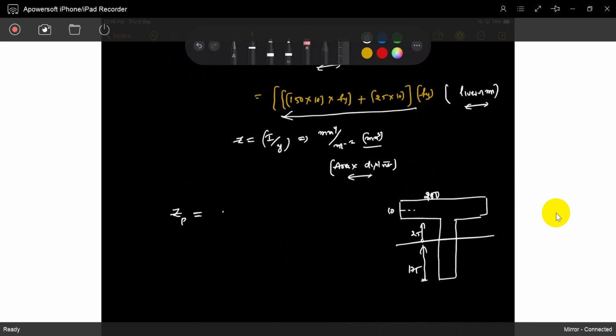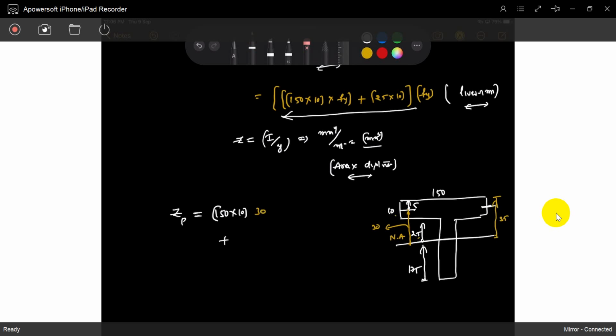Sir, how? See, the top area is what? This is 150, right? 150 into 10. This is where the neutral axis is. The center of gravity of that area is 5. So for this neutral axis, we have to find the section modulus. What is this distance? This is 10, this is 25, total 35. 35 minus 5 is 30. This is 30, because the total is 35.